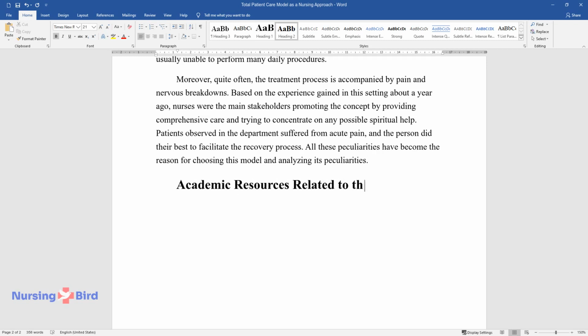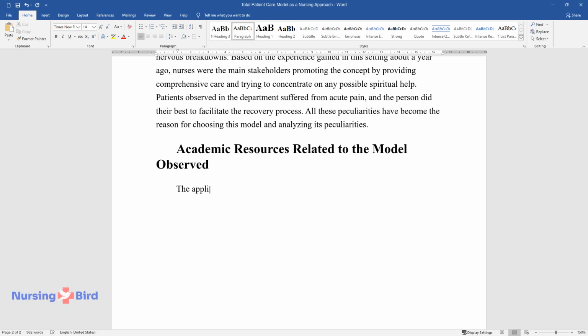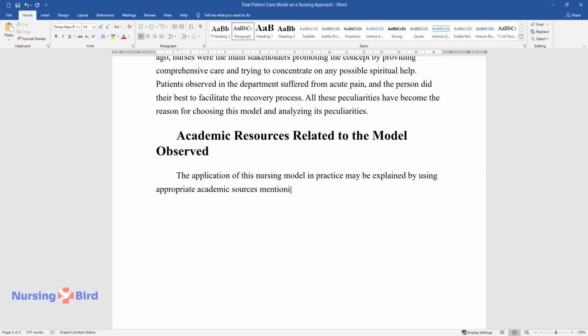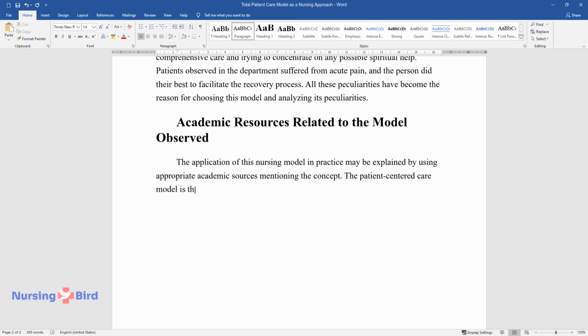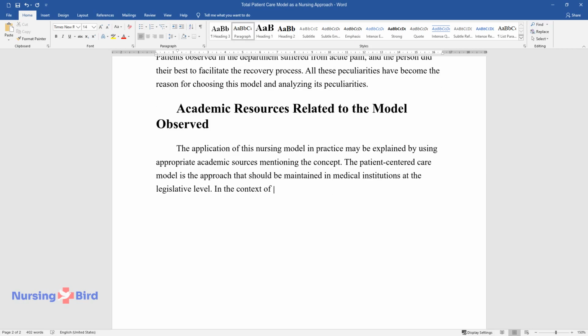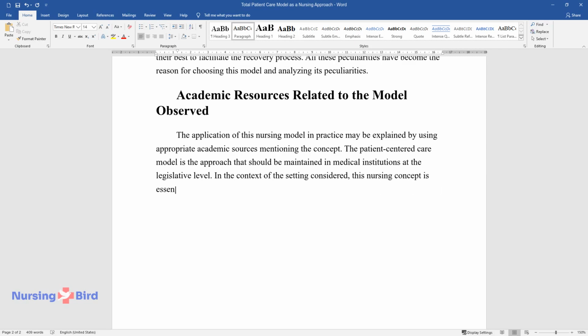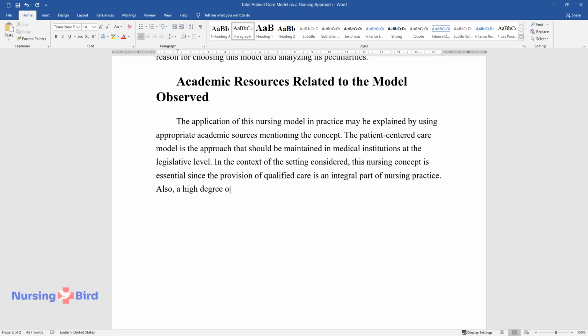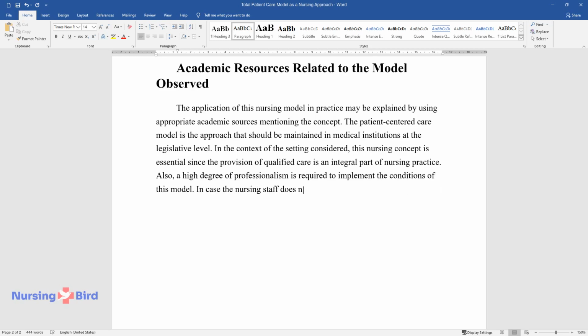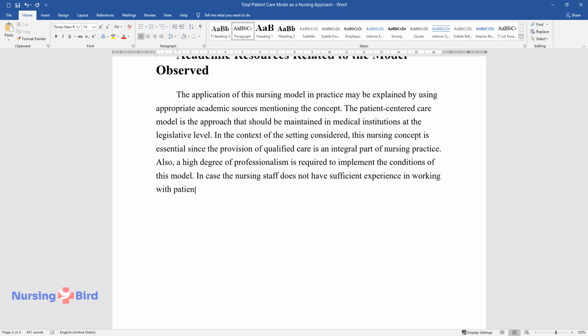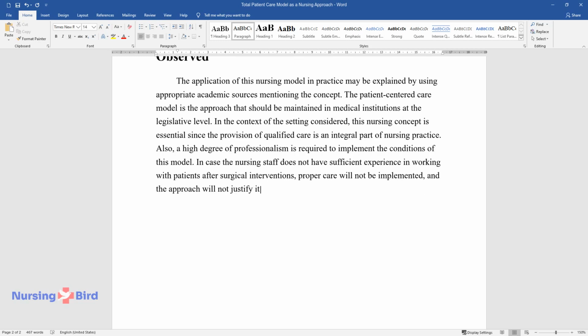Academic resources related to the model observed. The application of this nursing model in practice may be explained by using appropriate academic sources mentioning the concept. The patient-centered care model is the approach that should be maintained in medical institutions at the legislative level. In the context of the setting considered, this nursing concept is essential since the provision of qualified care is an integral part of nursing practice. Also, a high degree of professionalism is required to implement the conditions of this model. In case the nursing staff does not have sufficient experience in working with patients after surgical interventions, proper care will not be implemented, and the approach will not justify itself.